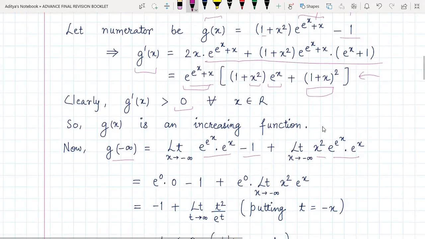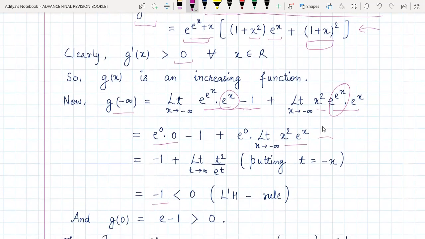Now of course e power minus infinity will tend to 0, so this particular limit we have been able to write like this: e power 0 into 0 minus 1, and then this limit again becomes e power 0 because e power minus infinity is 0, and remaining things remain as it is inside the limit. Now I've done the substitution t is equal to minus x, so on doing that t will tend to infinity and the function becomes t square upon e power t.